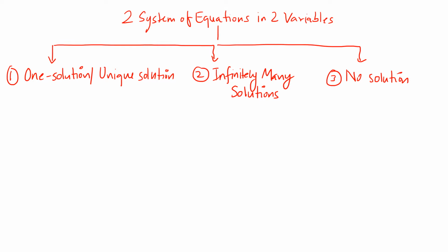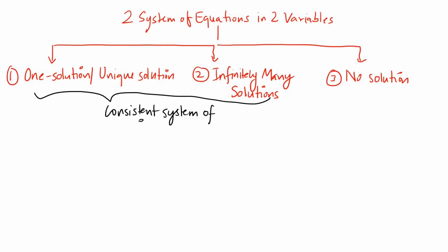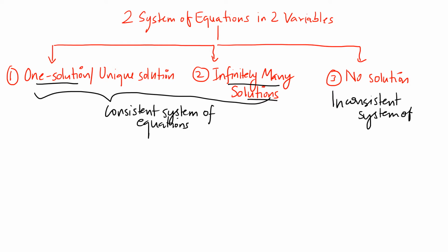Now, the first two categories, it is said to be consistent system of equation. Consistent means it has a solution. It may have one solution, it may have many solutions, but still it has a solution. Inconsistent means it will not have any solution. So inconsistent system of equations will not have any solution to them.